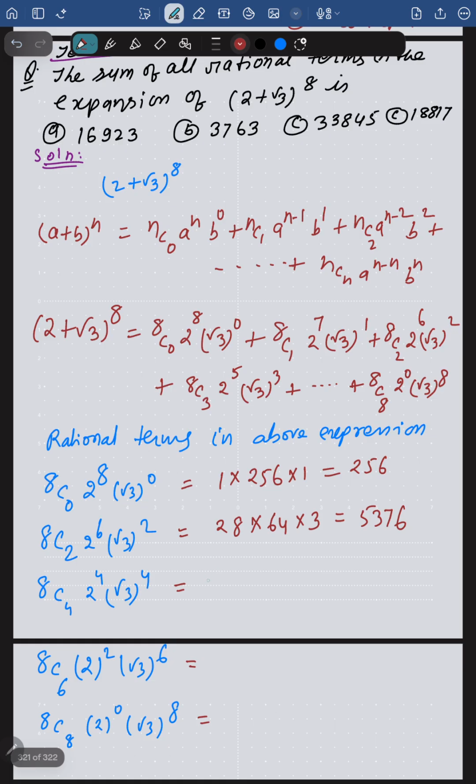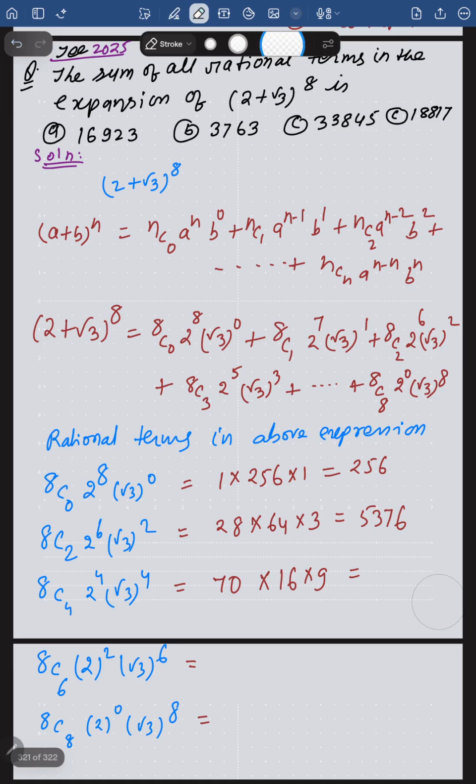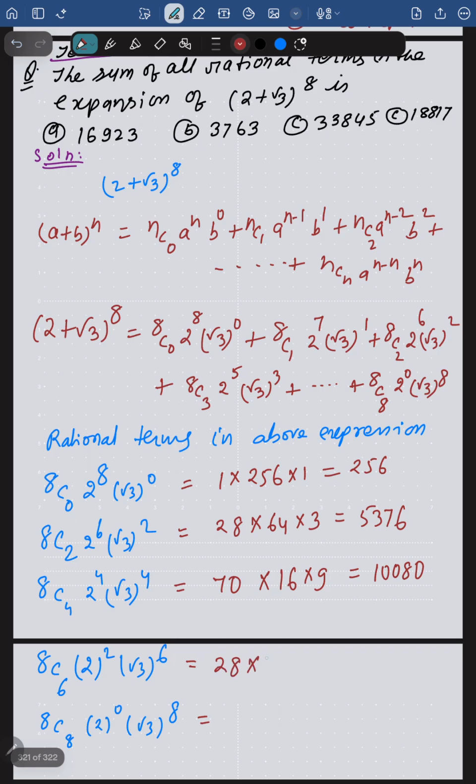8C4 means 8·7·6·5 divided by 24, that is 70. This is 70 into 2^4, that means 16, and (√3)^4 means 9. So again you have to find this. This will give you 144 into 70, that is 10080. Now we will calculate 8C6, and 8C6 and 8C2 are same, so 28, 2^2 is 4, and (√3)^6 will give you 27.